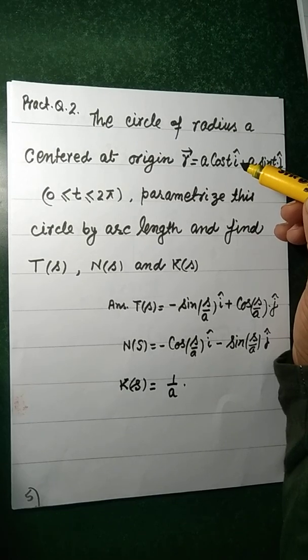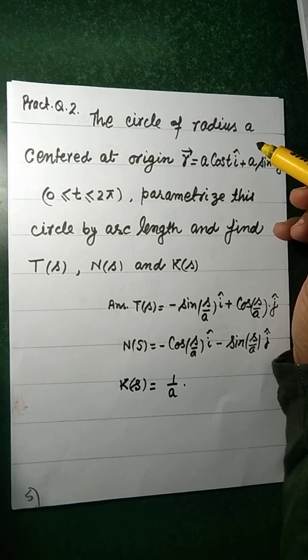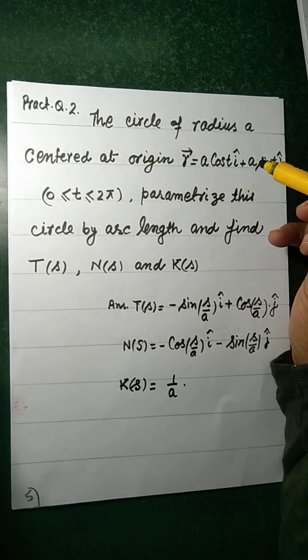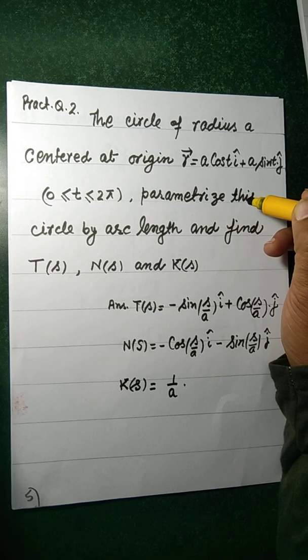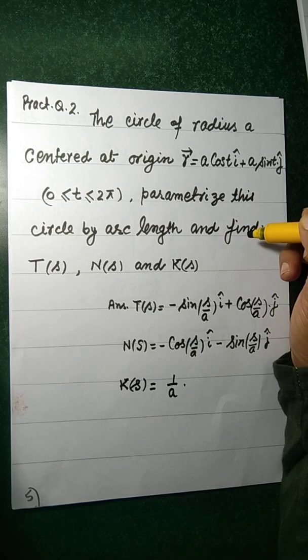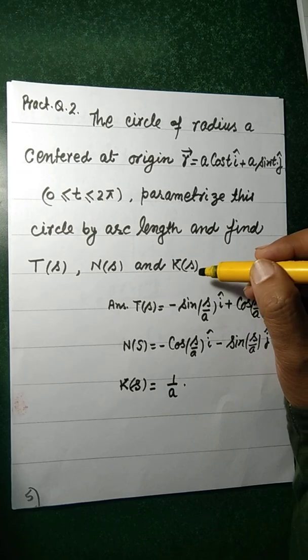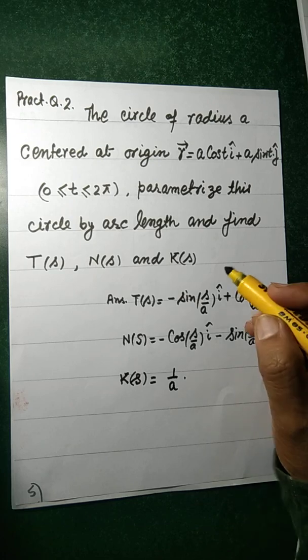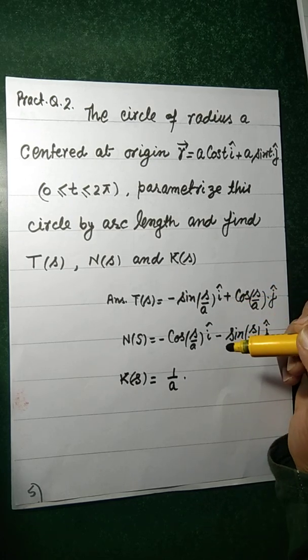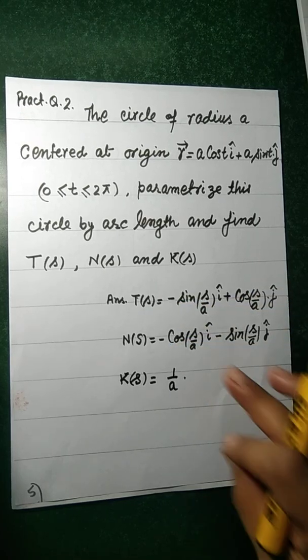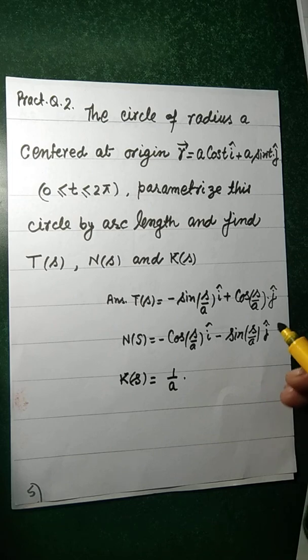This is the next question, you can solve it easily. Circle of radius a centered at the origin, r equals a cos t i plus a sin t j, where t lies between 0 and 2 pi. Parameterize this circle by arc length and find T(s), N(s) and kappa(s): the tangent, unit normal and curvature. We convert t to s and use our formulas accordingly. Then we get T(s), N(s) and kappa(s). These are the answers, and you can use the previous formulas to obtain the solution.